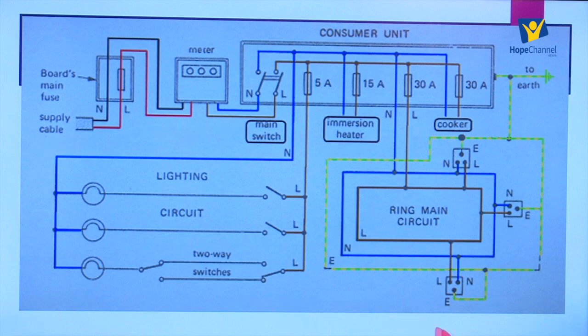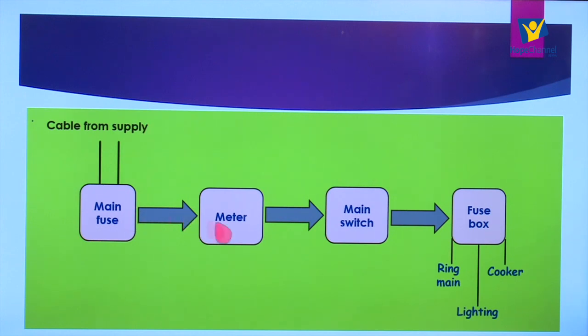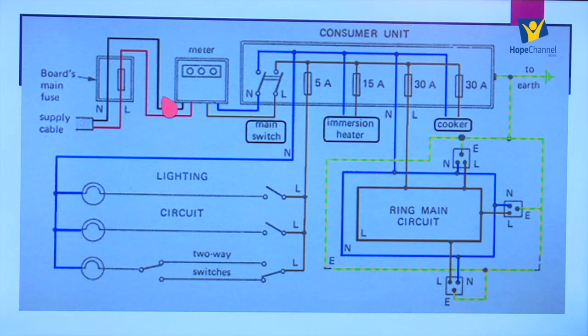So this is what we have now when it comes to domestic wiring. We have come from the power supply. The power has come through the neutral and the live cable, and so it has come first through the main fuse, which we call the board's main fuse, then it gets to the meter. After the meter, we have a main switch, which leads to the consumer unit. So these are the things that we have given in this flowchart: the power supply, the main fuse, the meter, the main switch, the fuse box, and the different circuits. And you realize that we are using some specific colors.